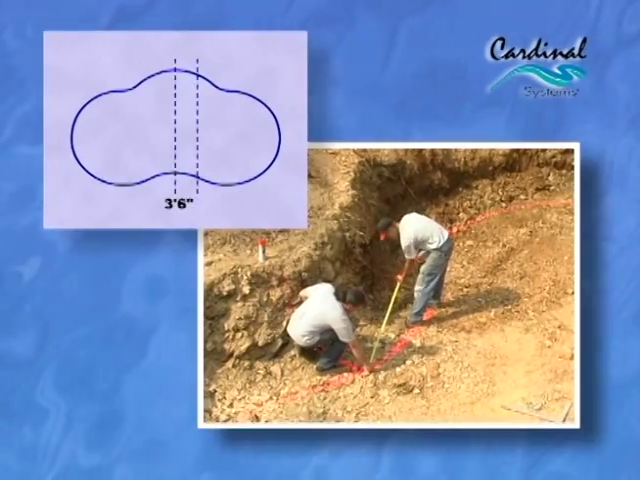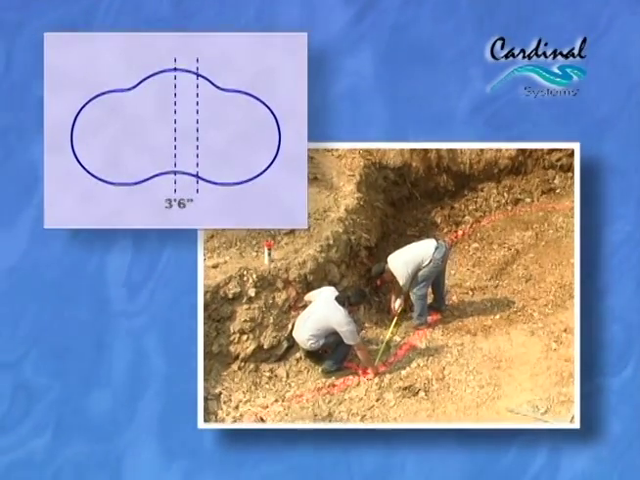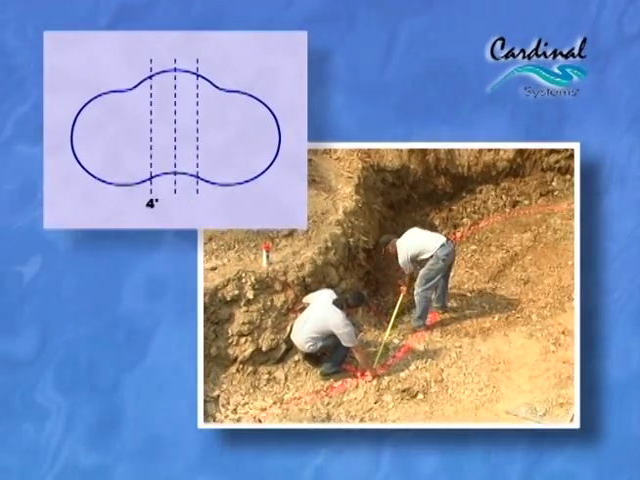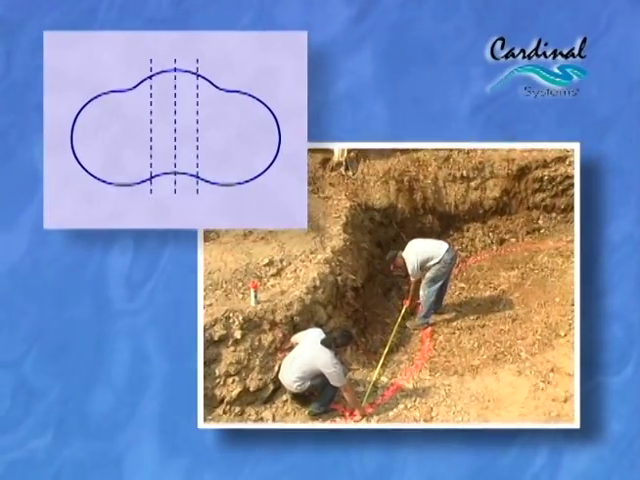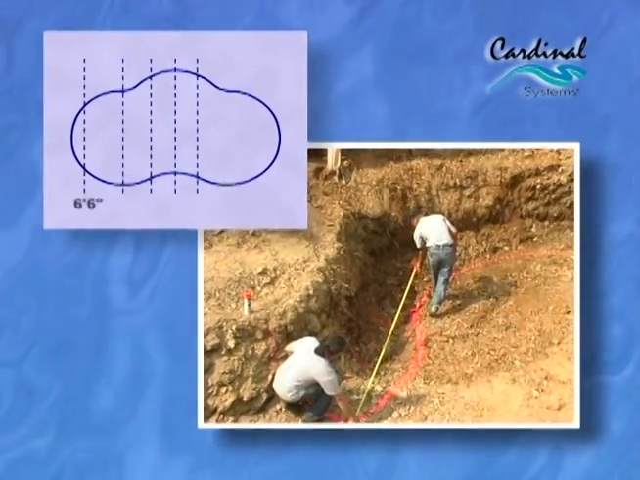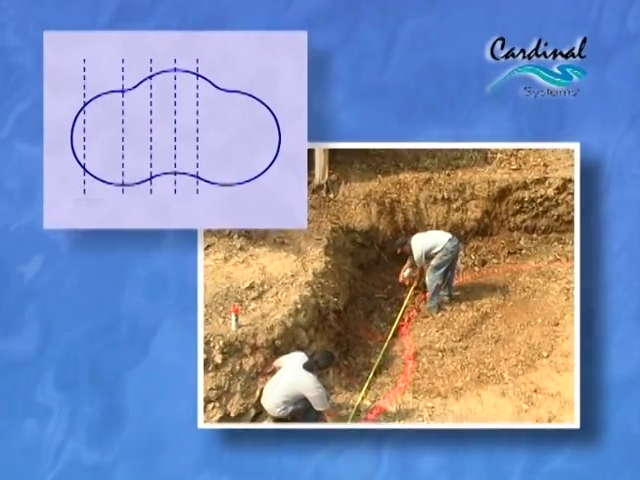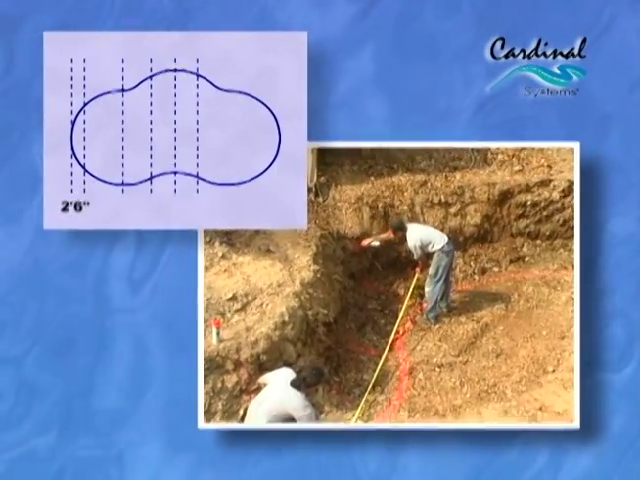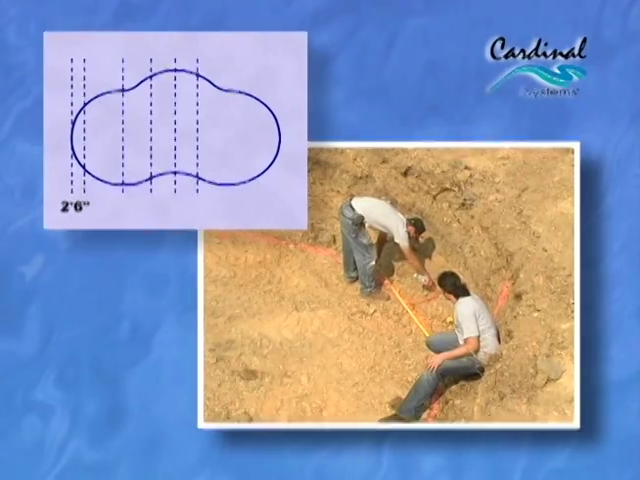Measure 3 feet 6 inches for the break to the second level, 4 feet for the width of the second level, and then 4 feet 6 inches for the slope to the hopper. The hopper is 6 feet 6 inches, and the slope leading to the end of the finishing point is 2 feet 6 inches.